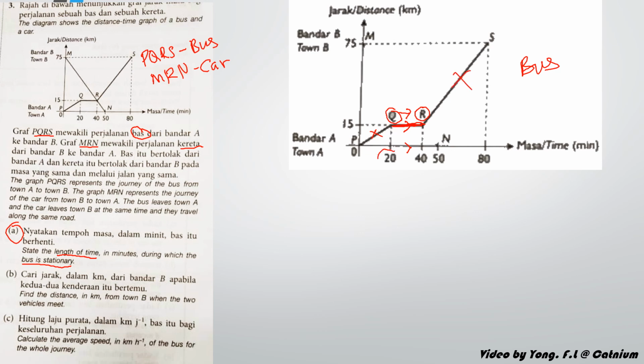So actually the time is from 20 to 40. Okay, so the question wants the time. So the time is 40 minus 20. So it's 20, and this is for minutes. So you have to follow. So this is for question number A.